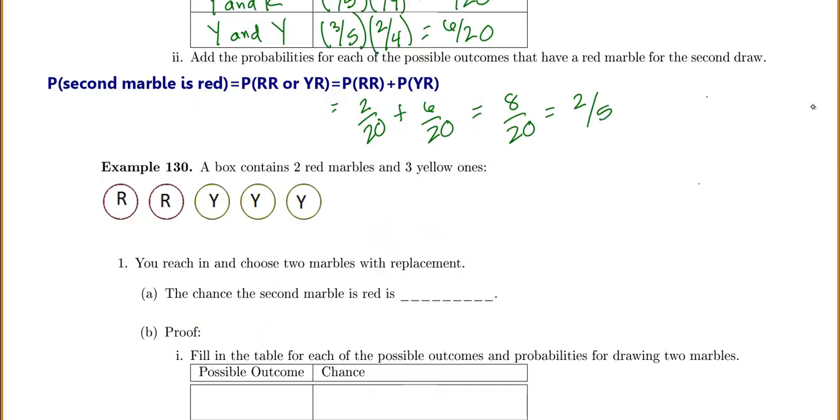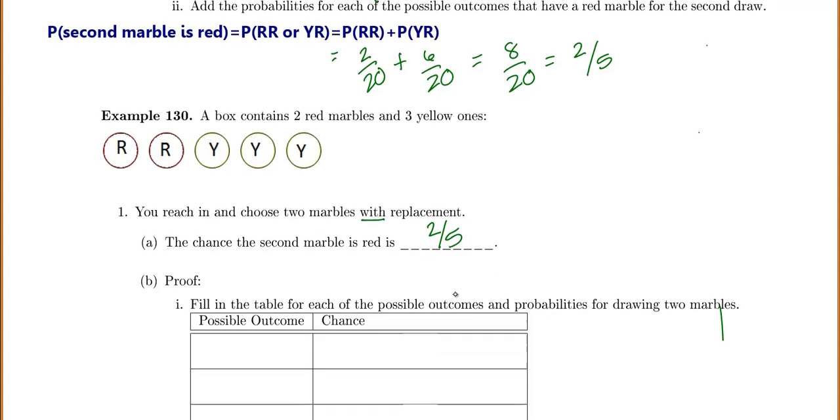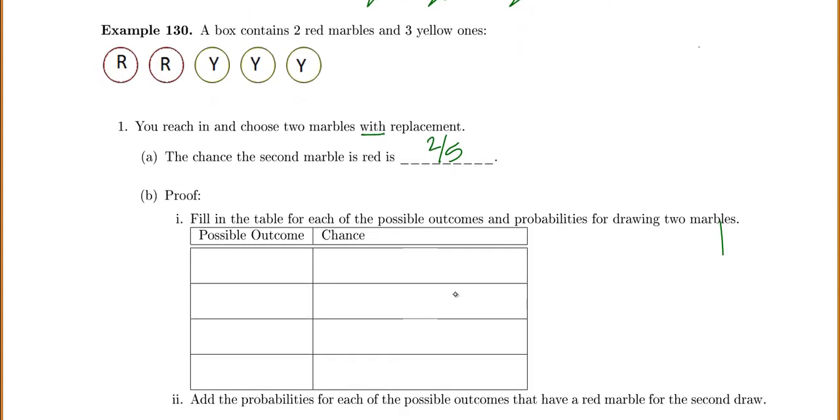Now let's see if that also happens when we choose 2 marbles with replacement. So with replacement, the chance that the second marble is red is still just 2 out of 5. Sounds a little easier to believe, but let's go ahead and find all the probabilities just for practice. So if we want the probability of red and red, or we could do red, yellow, or yellow, red, or yellow, yellow.